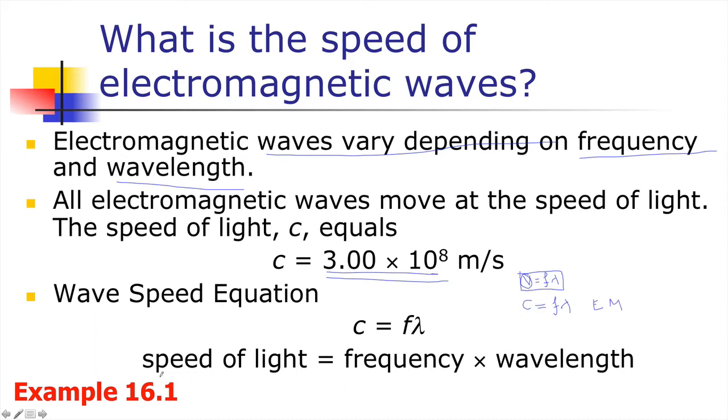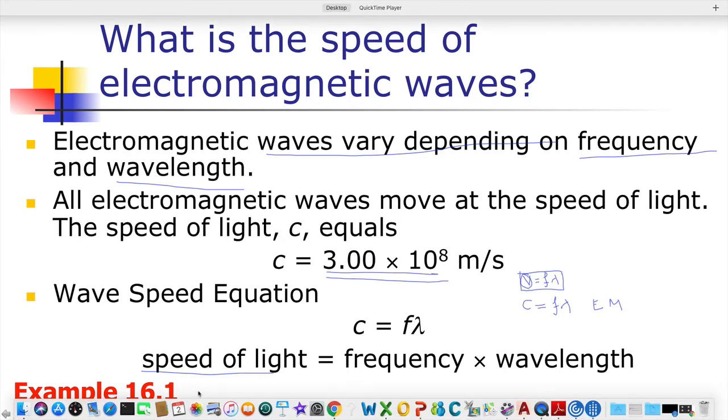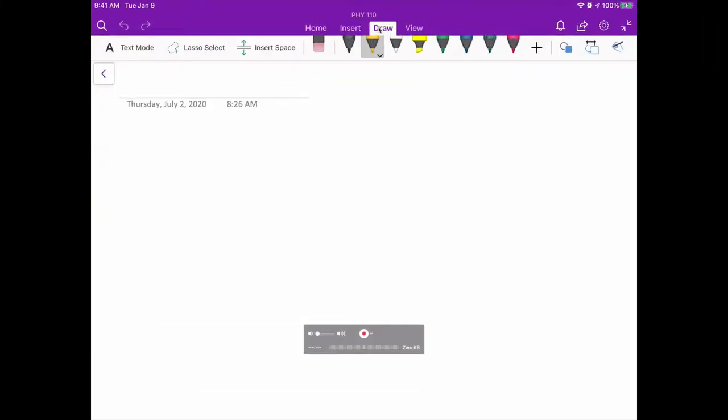Okay, so the speed of light equals frequency multiplied by wavelength. In your textbook there is an example, example 16.1. It's probably worth looking at. I'm going to read the example, and it states the following: what are the frequencies of the following? A says a radio wave with a wavelength of 10 meters. Okay, A.